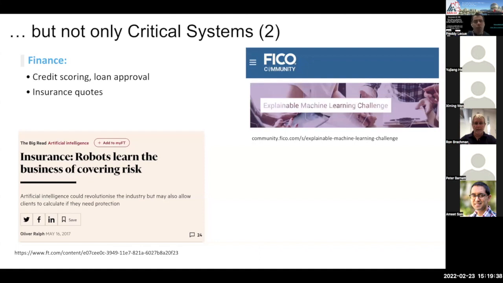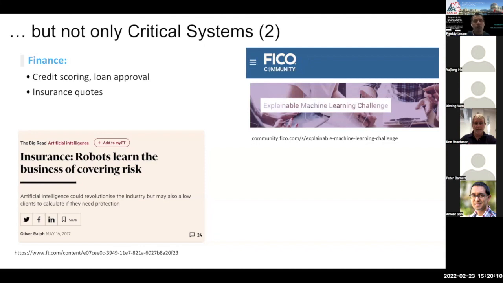And then you can move on to other applications. The finance domain is also a highly regulated context. So for credit scoring and loan approval, when decisions are made, the different companies need to make sure that there's a kind of backlog of what decision has been made, and how and why, so that you can keep tracking.